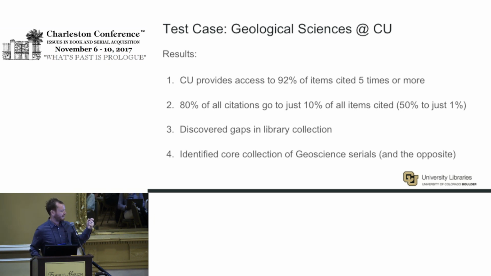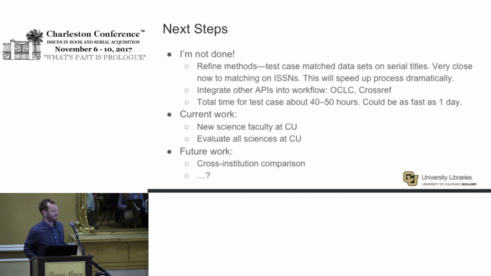So like I mentioned, identified a core collection, but the opposite is true as well. In the future, if we have cuts to our budget and we need to make some serial cuts, I know exactly how many times everything's been cited, and I could do it again really quickly to figure out how to make those informed decisions about our collection.